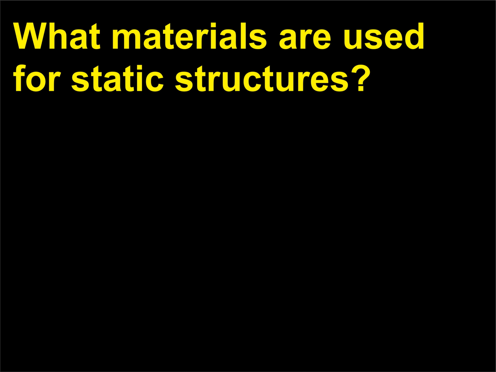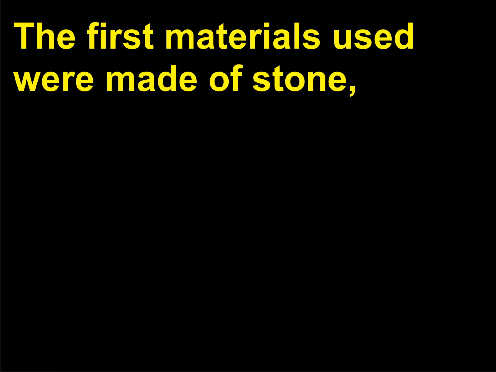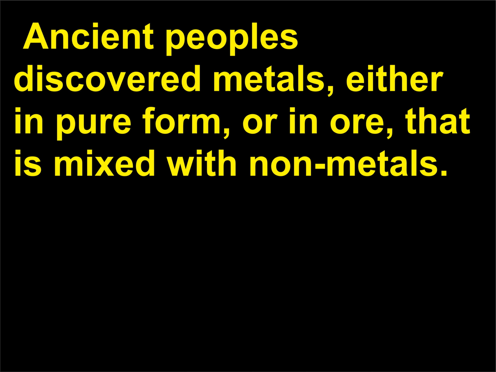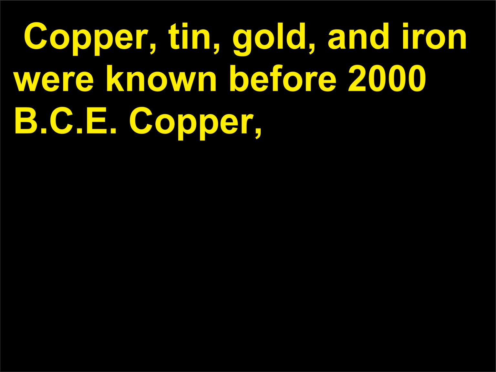What materials are used for static structures? The first materials used were made of stone, especially stones like flint that could be chipped to make sharp edges and points. Ancient peoples discovered metals, either in pure form, or in ore, that is mixed with non-metals. Copper, tin, gold, and iron were known before 2000 BCE.